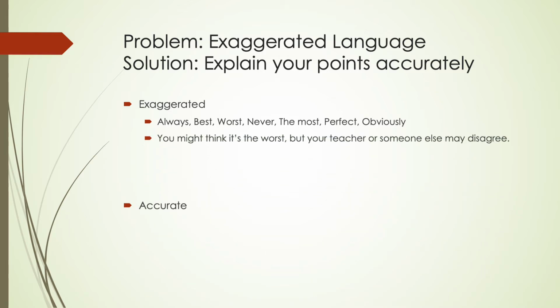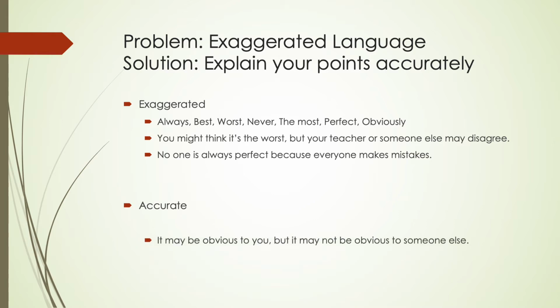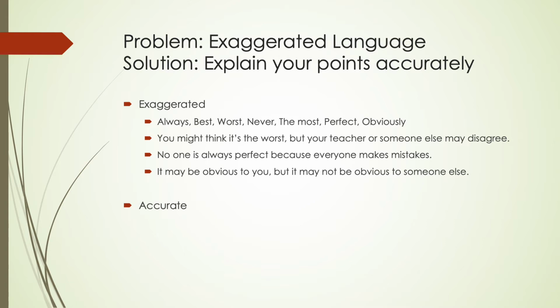So you might think it's the worst, but your teacher or someone else may disagree. No one is always perfect because everyone makes mistakes. It may be obvious to you, but it may not be obvious to someone else. They might have a different perspective. When we use these exaggerated words, we're usually putting in our own bias. But if any of these words are true, you will need to prove it with facts and a citation.